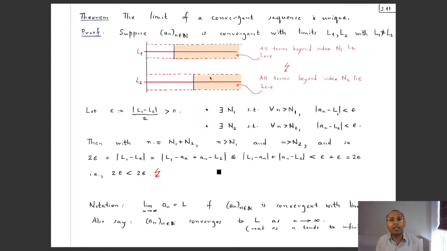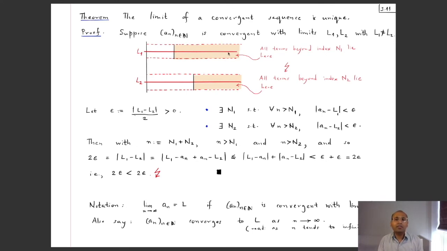So to make it a bit more precise, suppose that a sequence a_n is convergent with two limits, L1 and L2, with L1 not equal to L2. Well, if L1 is not equal to L2, there is some distance between them, right? So if we take a strip of width less than half the distance and consider two strips, one about L1 and one about L2, with this width which is less than half the distance between the two, then these two strips don't overlap, as shown in this figure.